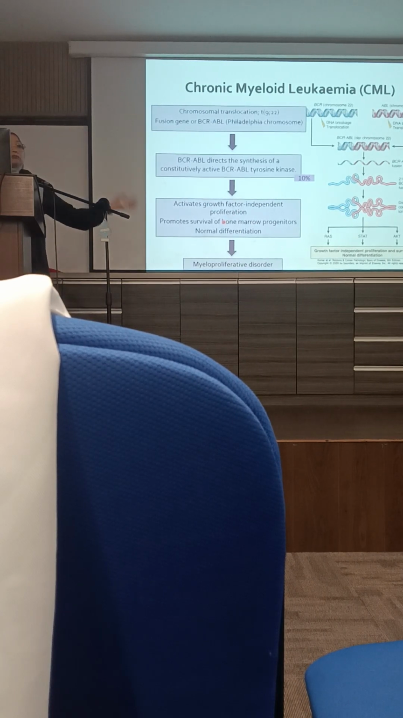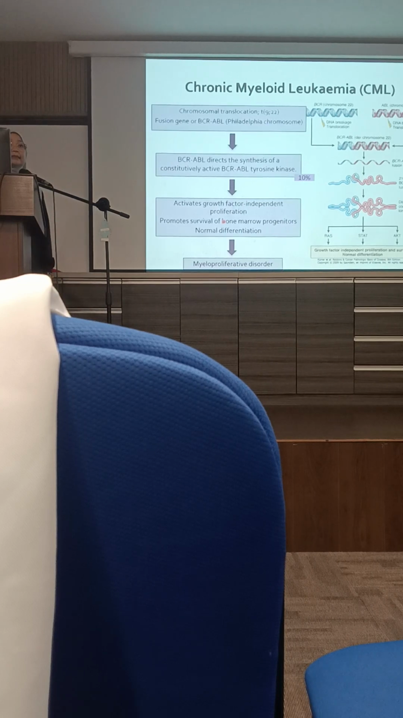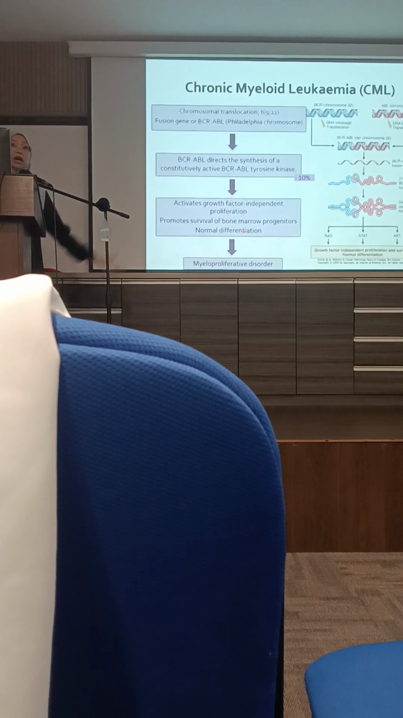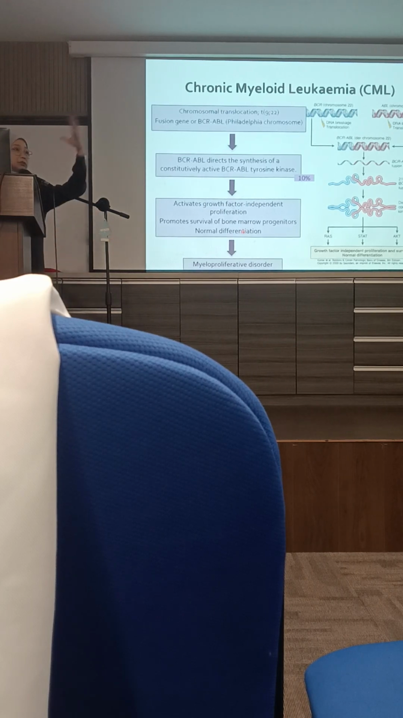It stimulates and promotes survival of bone marrow progenitors, but with normal differentiation. So you will get a lot. Your warehouse is full of all the end product. But the demand is the same, yet you have the whole factory full of this. So that's why it's called a myeloproliferative disorder.